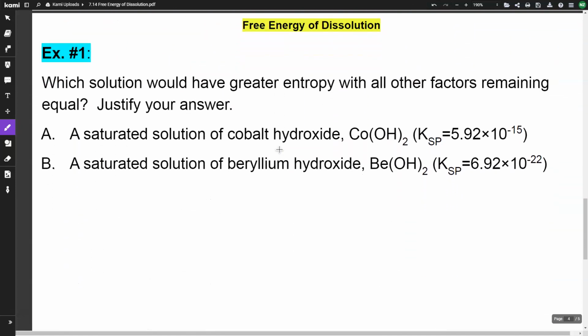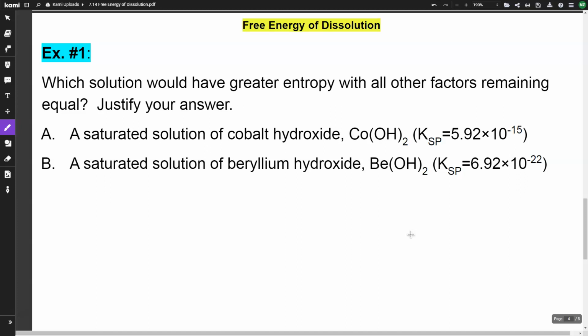All right, so let's look at an example. It says, which solution would have greater entropy with all other factors remaining equal, and justify your answer. We have cobalt hydroxide and beryllium hydroxide, and our KSP values are listed for both. So really all we have to go off here are the KSP values.